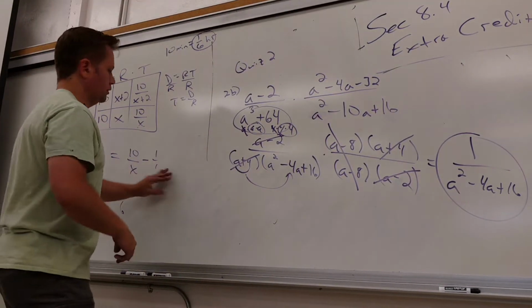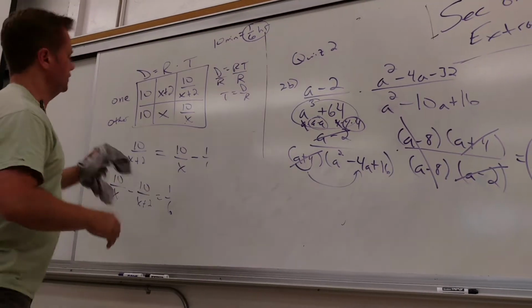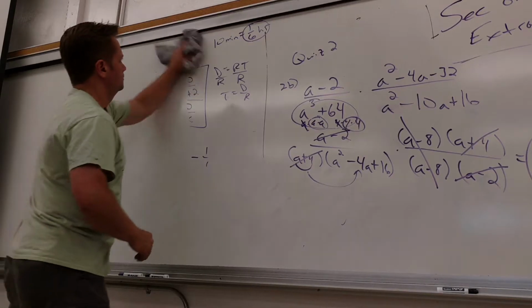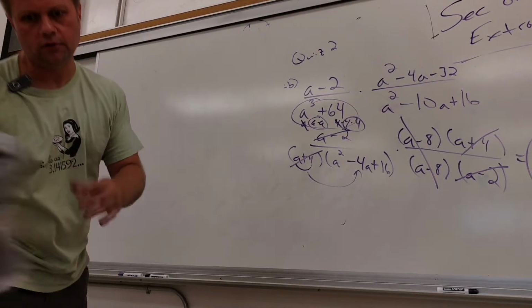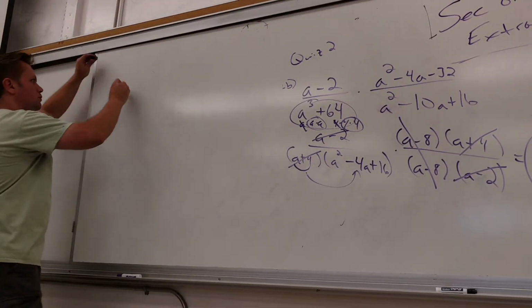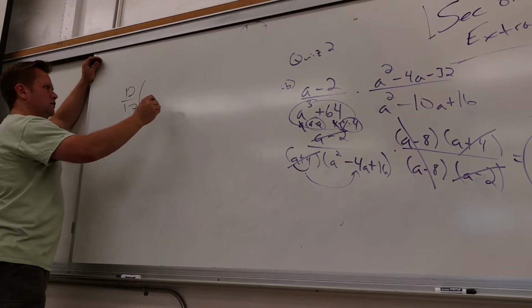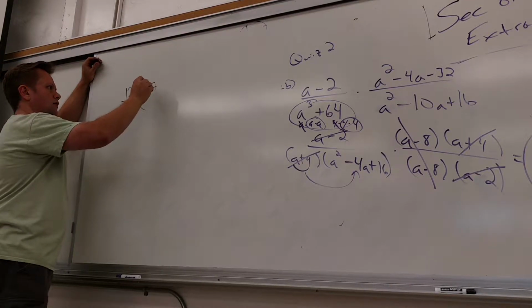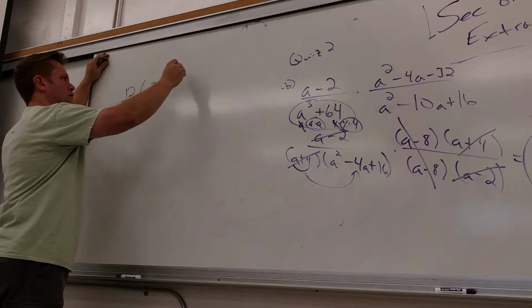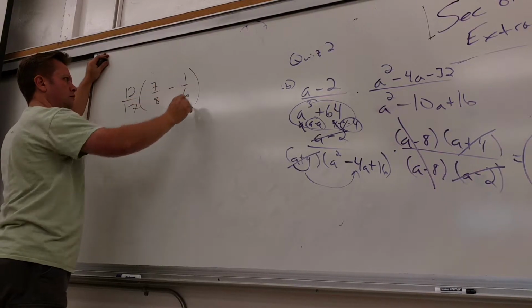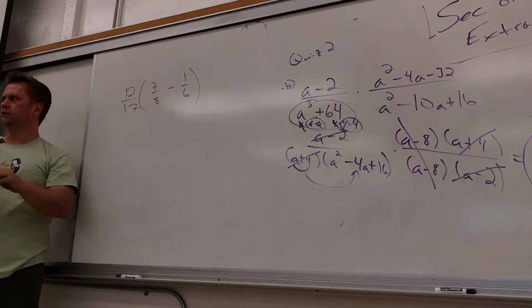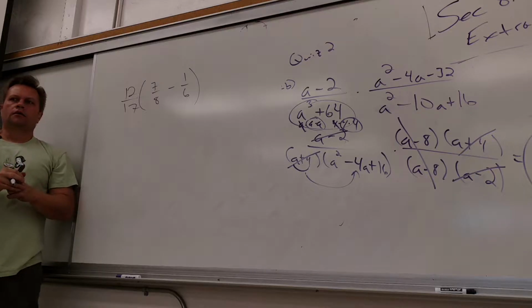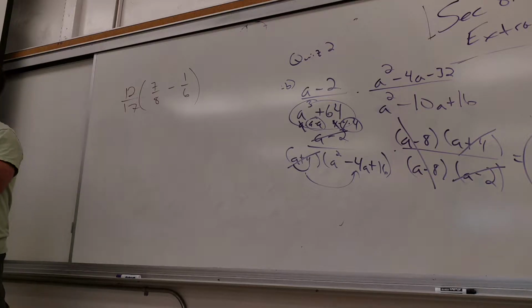Okay, so let me add it. It started off as 12 17ths times, is there? I don't have the original, so 12, right? 17ths times, yeah, 7 over 8, minus 1 over 6. Yes? Okay. So there's fractions in it, but who cares?